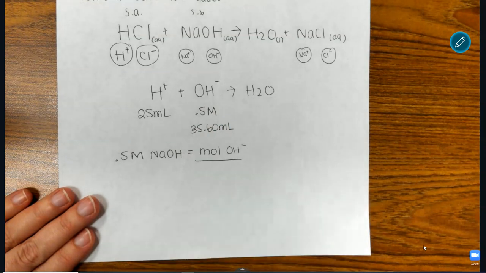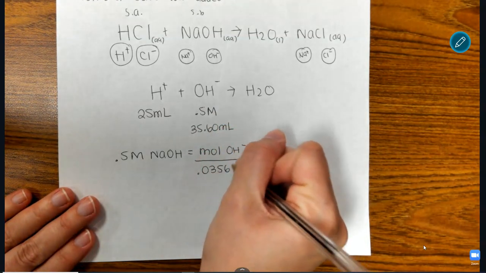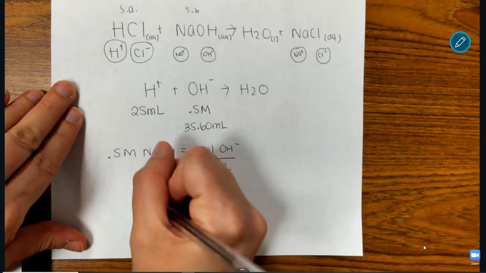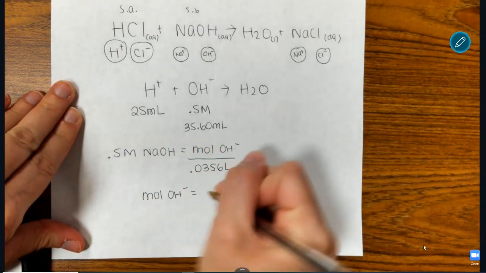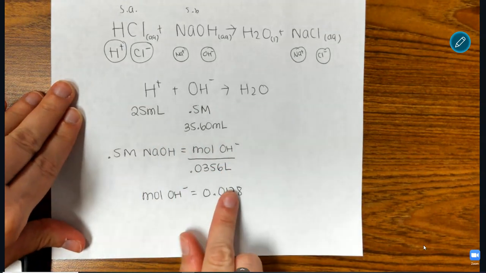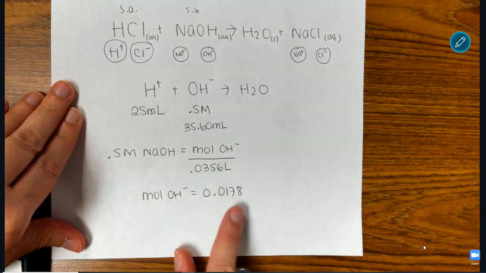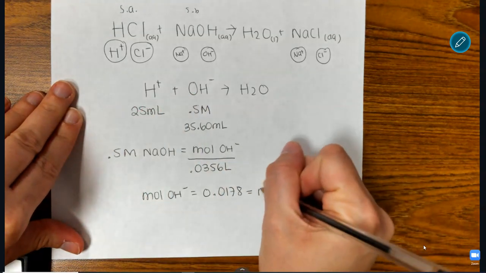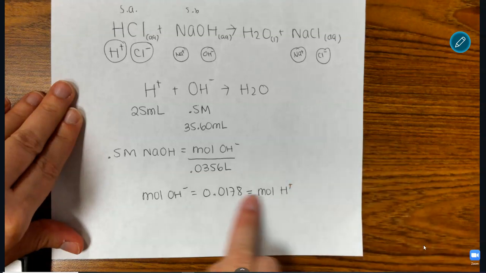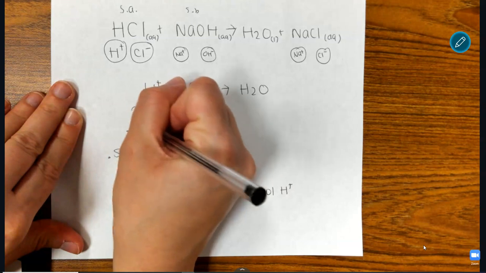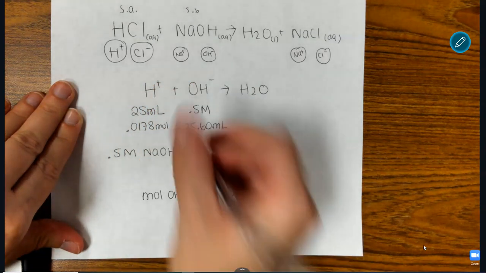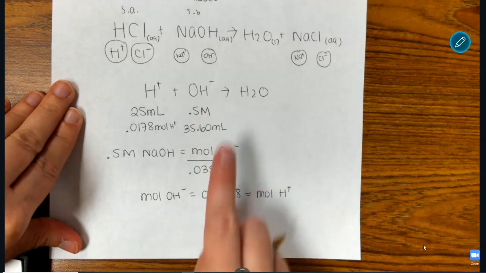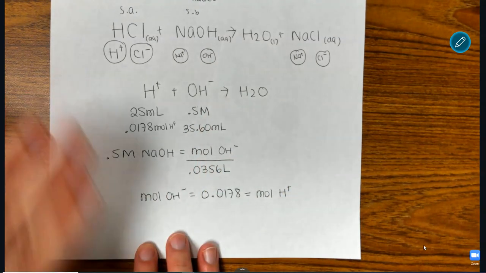Divided by 35.6 milliliters is 0.0356 liters. You multiply 0.5 times 0.0356, and we find out that your moles of OH are 0.0178. So how many moles of hydroxide were added to get this to the equivalence point? And again, the equivalence point is when moles of OH equal moles of H. So now I know the moles of hydrogen ions that were present initially. And I'm going to go ahead and write that underneath here. So this is always step one. Look at your equivalence point data, get your moles, and that will help you figure out what's going on.